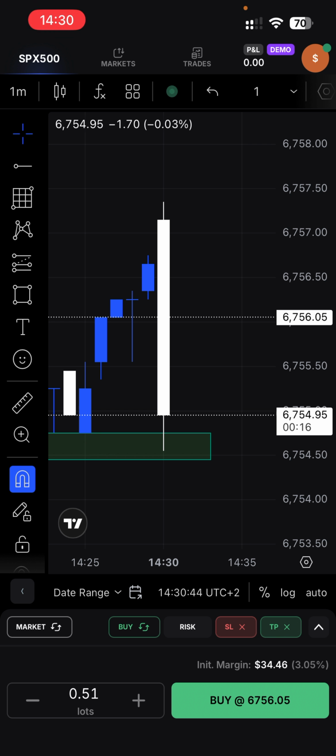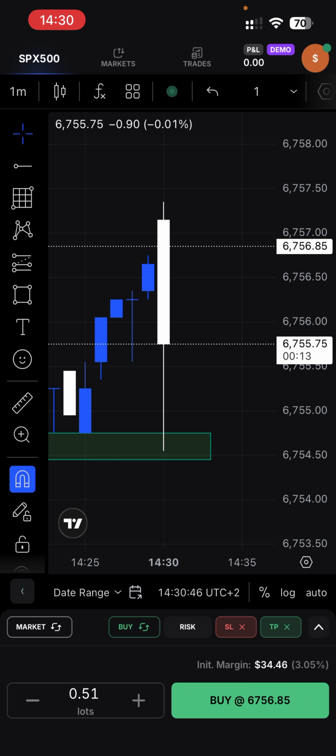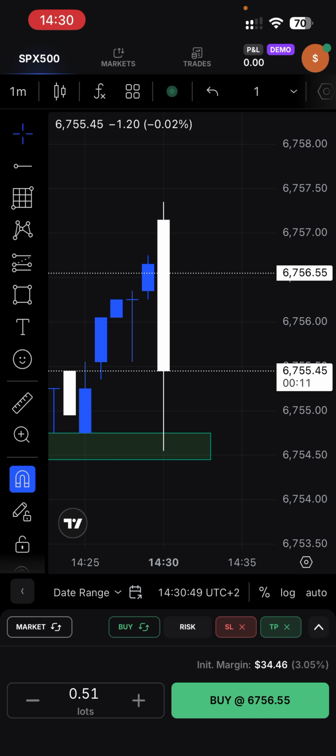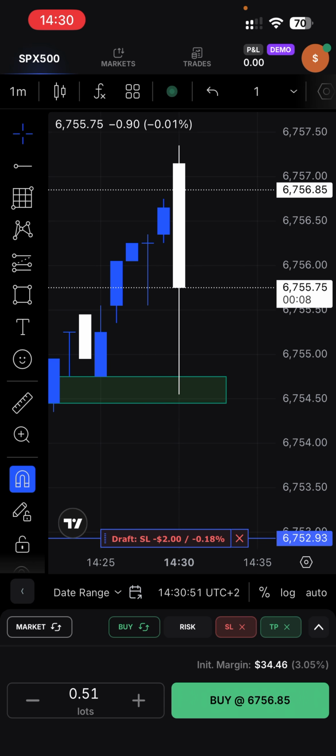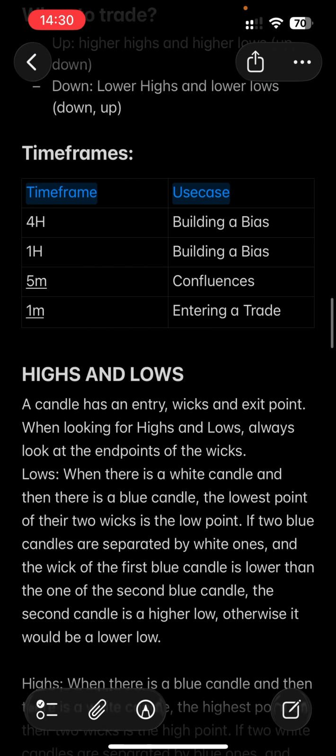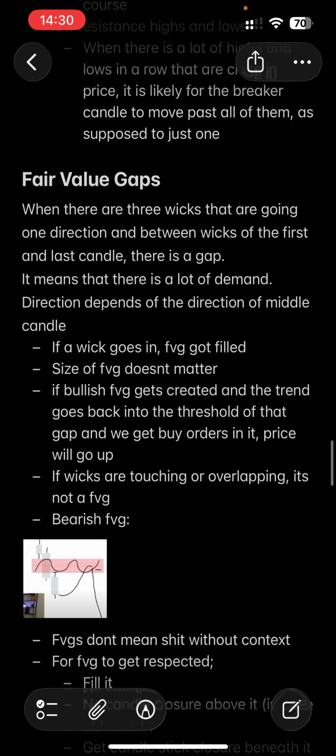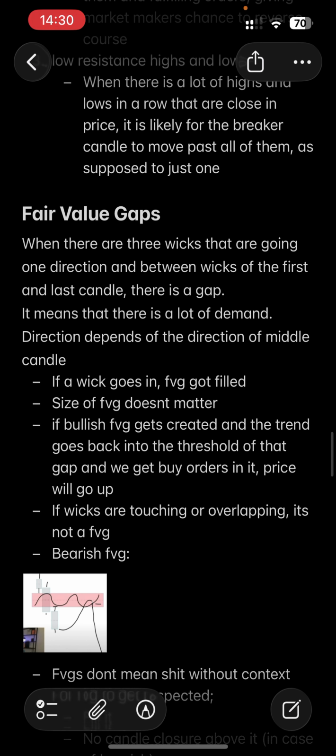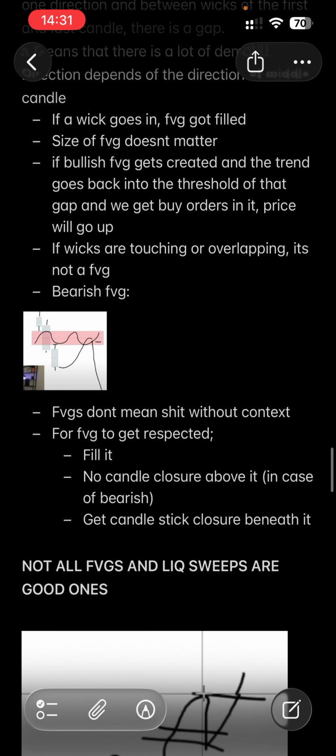Wait. So I think if we close in this, if a wick goes in, the FVG got filled. If a wick goes in, the FVG got filled. Go back into the threshold of the gap. Buy orders in it, price will go up. If wicks are touching or overlapping, no candle closure above it. So that's respected then. Oh my.